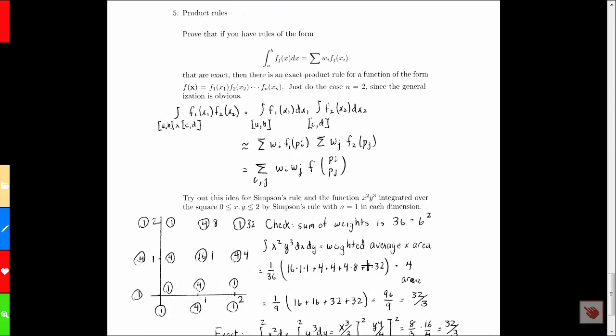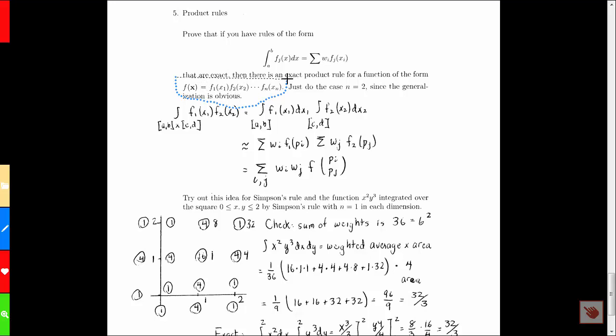But we want to do multivariable calculus. How can we extend this? Well, as long as we're integrating over a rectangle, there's an easy generalization. And if the function we're integrating happens to be a product of functions of individual variables, it becomes easier yet.